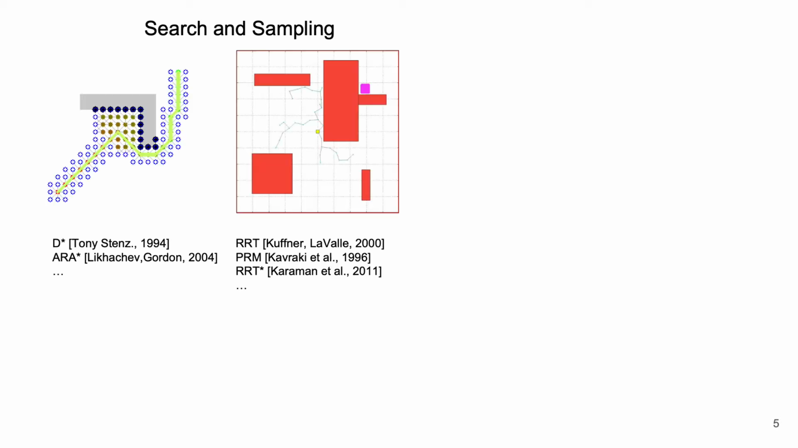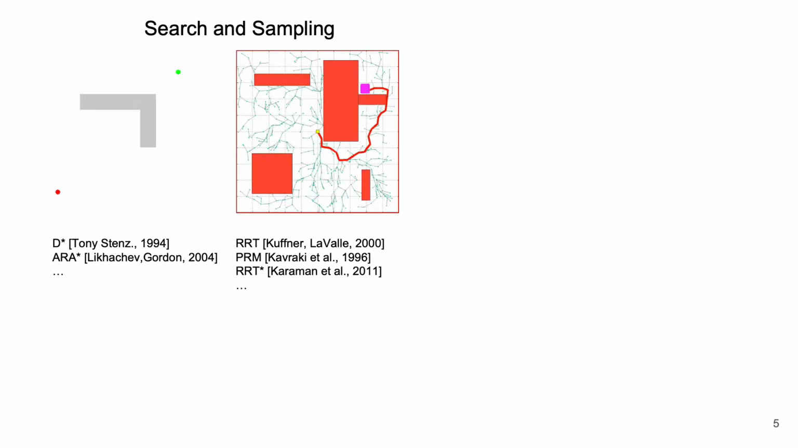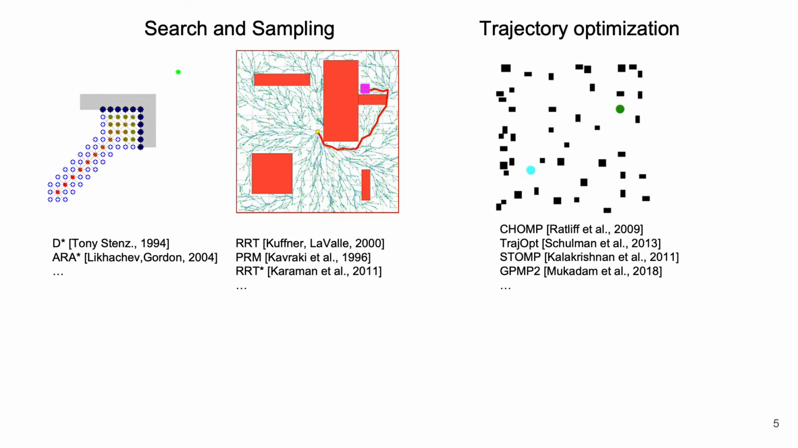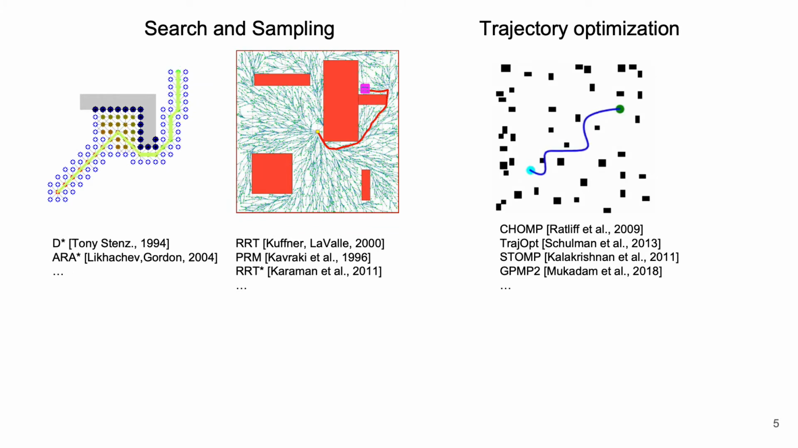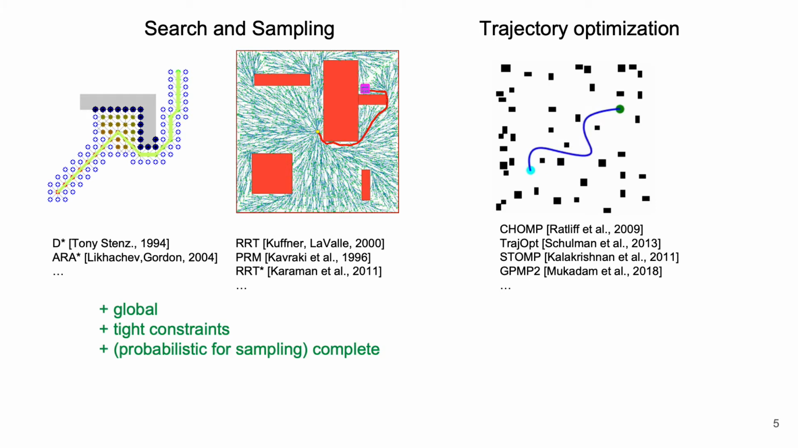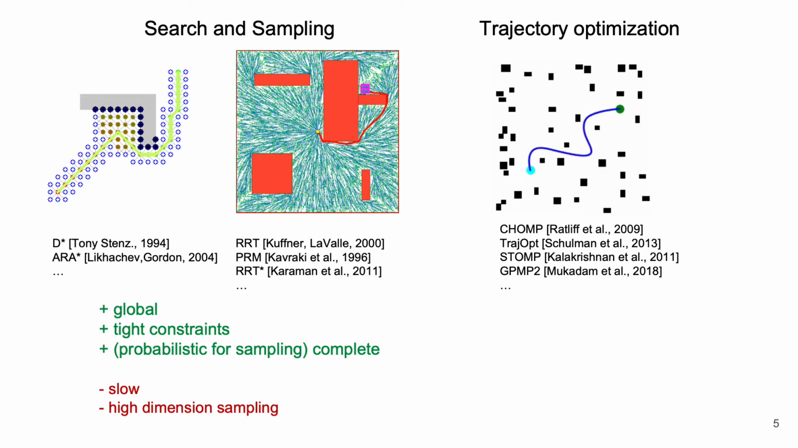Traditionally, the problem of motion planning can be classified into either search and sampling based planning or trajectory optimization approaches. Search and sampling based planning techniques are often considered complete, with the ability to produce globally optimal solutions, while also handling the tightest of constraints. However, they are also very slow and suffer from the curse of dimensionality, making them ineffective candidates for online motion planning.